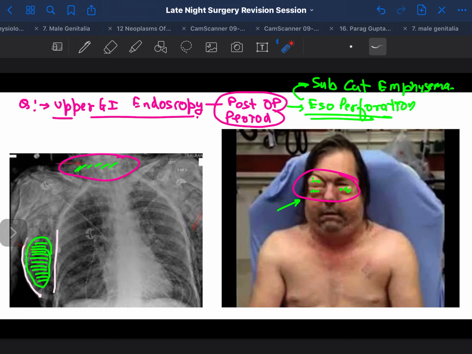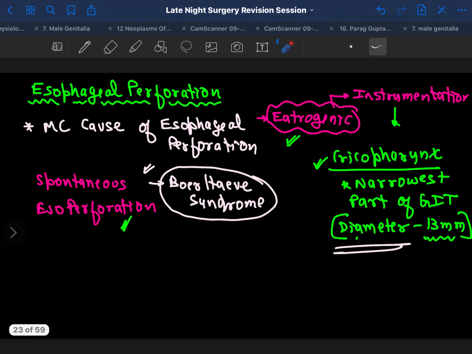Now, this is important. There is a patient who was subjected to an upper GI endoscopy. After performing the upper GI endoscopy, the patient developed a feature like this, and if you did an X-ray, you found a feature like this. So what is this? This is an esophageal perforation. The most common cause is iatrogenic. Why? Because you are trying to negotiate your probe through the cricopharynx, which is the narrowest part of the GIT. The diameter is only 30 millimeters. If you are not able to do that, what is going to happen?